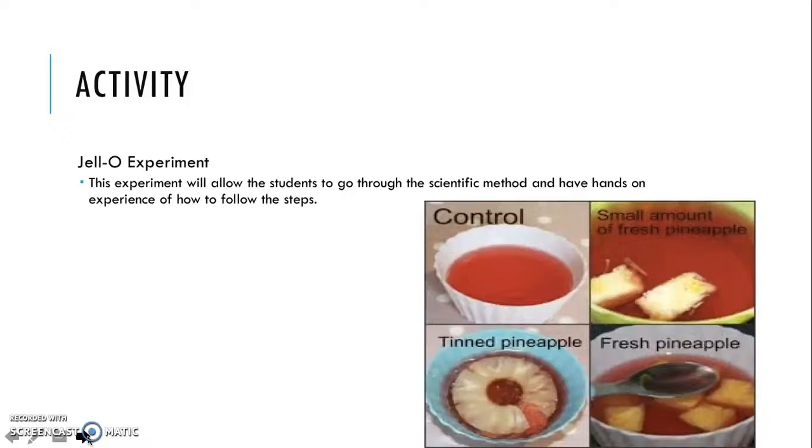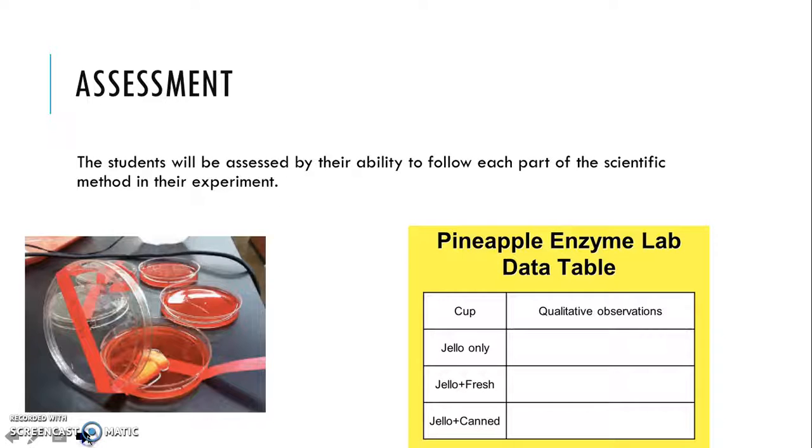Okay, so the activity that we did to do a hands-on experiment with the scientific method was we used Jell-O, and we were learning about the enzymes in the pineapples that keep the Jell-O from setting up. What my students did is they took the list of the scientific method and they went down through the process of the experiment. They followed the steps and were able to make observations, they formed their hypothesis, they did their experiment, and they were able to form their conclusions based off the data that they gathered.